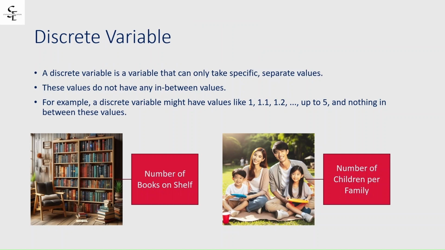Similarly, the number of books on a bookshelf. There can be 10 books or 11 books, but there cannot be 10.5 books. Okay? In a family, there can be 1, 2, 3 or more children, but there cannot be 1.5 or 2.67 children, right? I hope these examples will help you to understand discrete variable.